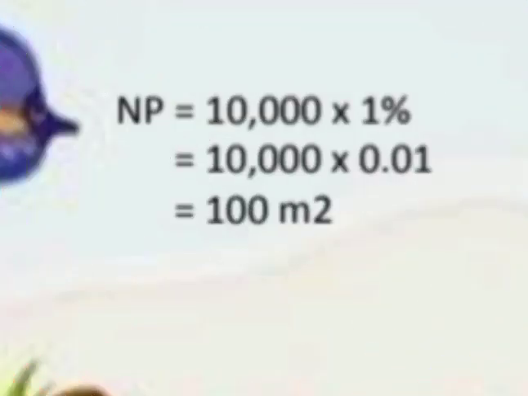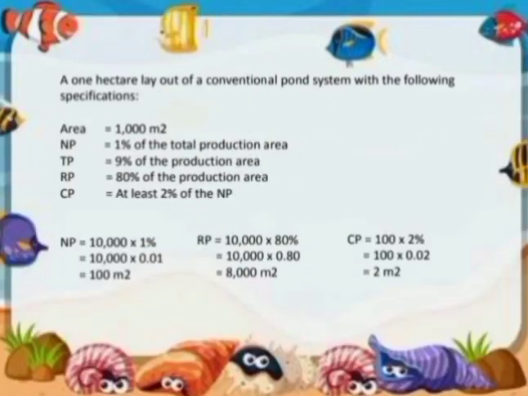10,000 times 1%, i-convert ang 1% imo siyang i-times og 100 mo na ang 0.01. 10,000 times 0.01 is equals to 100 meters square. Mura na makonsume sa imuhang nursery pond sa conventional pond system.